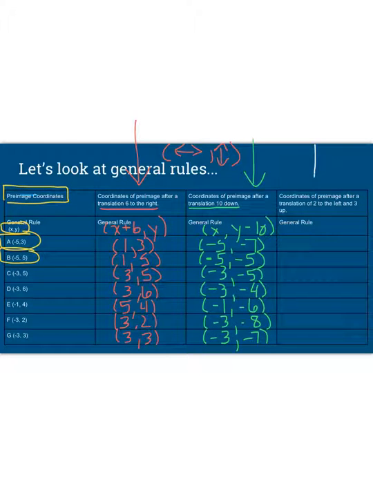All right, on our last column, we're going to do two things. We're going to translate 2 to the left and 3 up. So my x-coordinate is going to change. I'm going to move everything on the x 2 to the left. So that means I'm going to take my x-coordinate and subtract 2. And then on my y-coordinate, I'm moving 3 up. So I'm taking my y and I'm adding 3 to it.